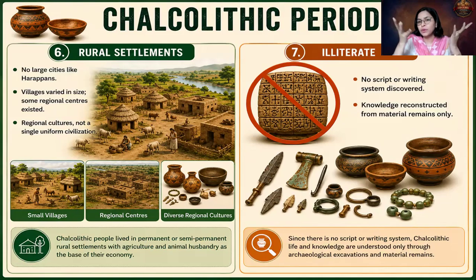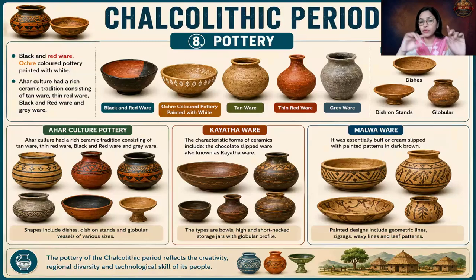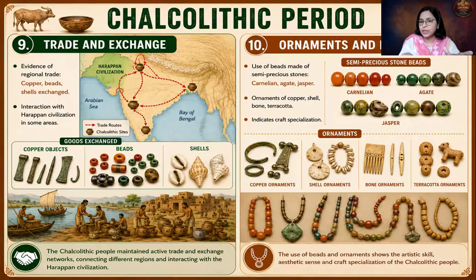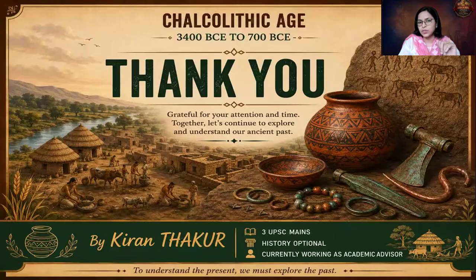So how do we know about this Chalcolithic age? What is the primary source of information? Archaeological remains. Then the pottery is very important, especially the ochre colored pottery, which is very significant, with the painted white design. Malwa pottery, please remember, is cream in color, the buff colored pottery. Kayatha is a little bit chocolatey in color. Fine. Then the trade and exchange you need to remember, and the ornaments you need to remember.